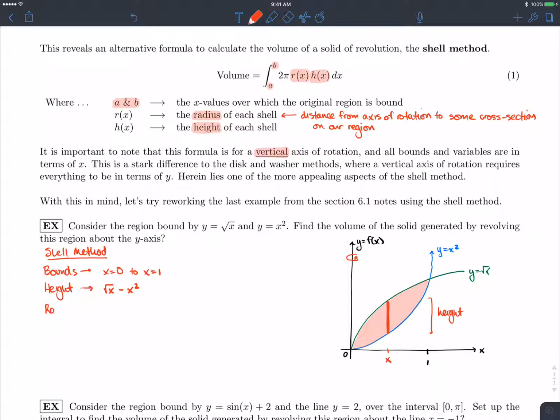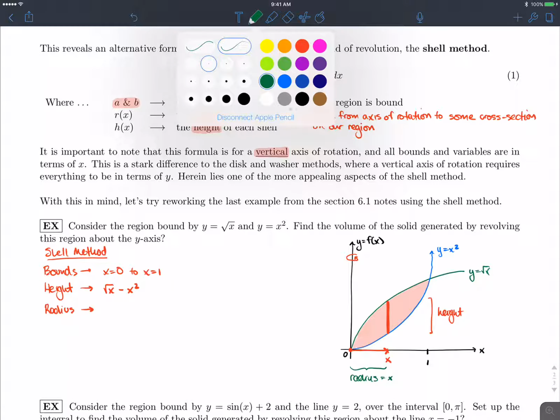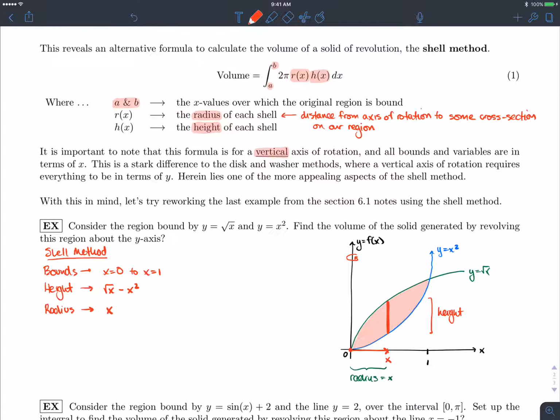And then lastly, we've got to identify the radius. And again, this radius is just the distance from the axis of rotation, right there, to our random cross-section, in this case x. So what is this distance right here? This distance from the y-axis to some point x. Well, that's just going to be x. If that was 1/2, the radius would be 1/2. If that point was 1/4, the radius would be 1/4. So the radius just becomes something as simple as the distance x.